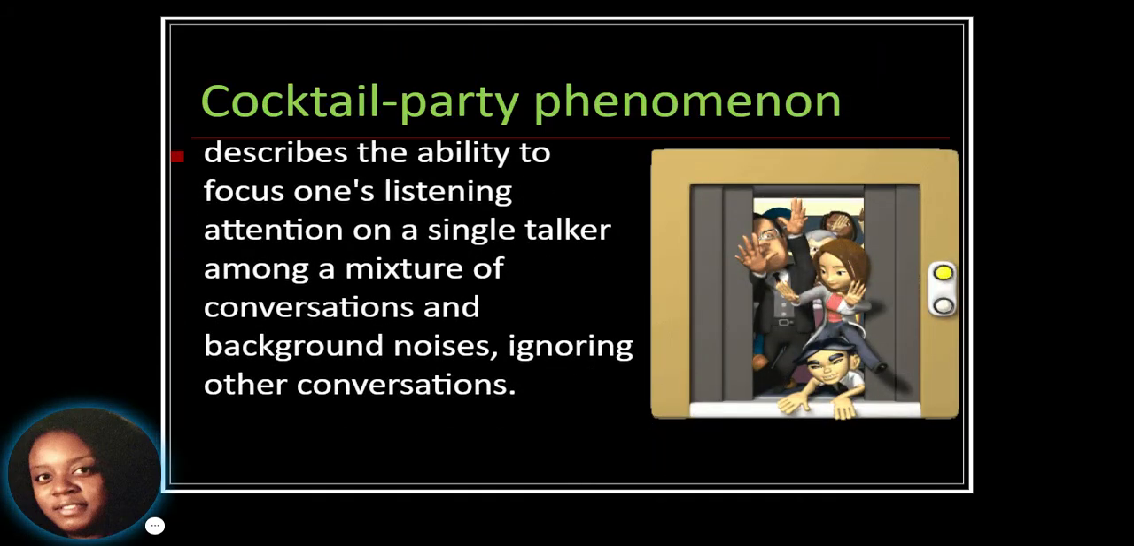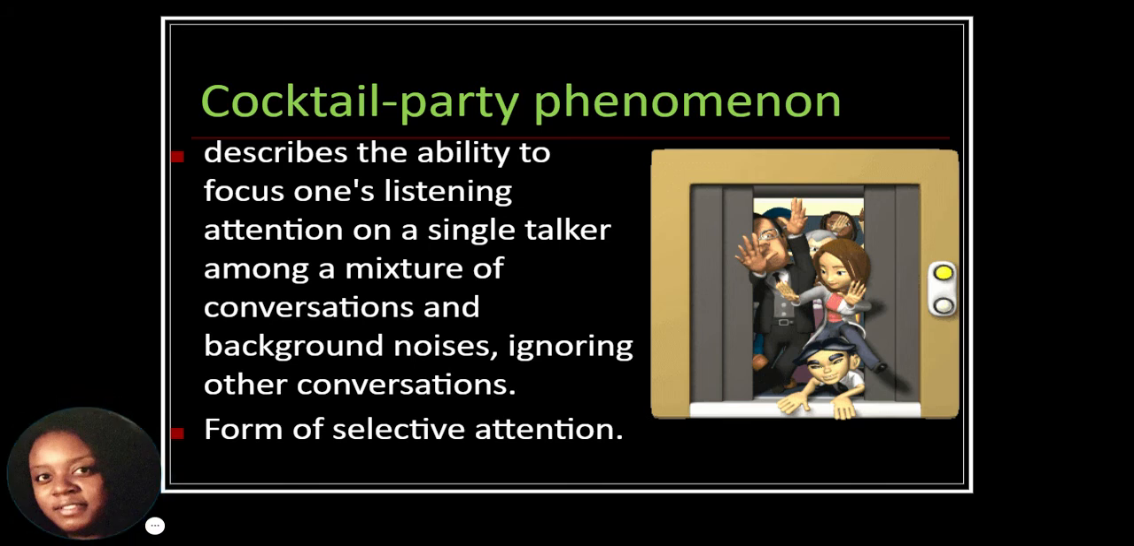The cocktail party effect, or phenomenon, is our ability, if we are in a large group of people or at a party, like a cocktail party, to focus our attention on a single talker, even though multiple people are talking around us. It's a form of selective attention. And if you were at a party and you heard somebody mention your name, chances are you would tune into that conversation and not focus on the conversation you're having because you heard your name mentioned.